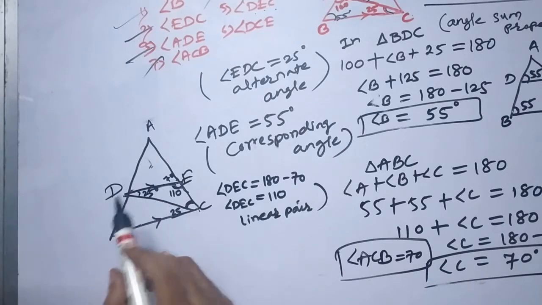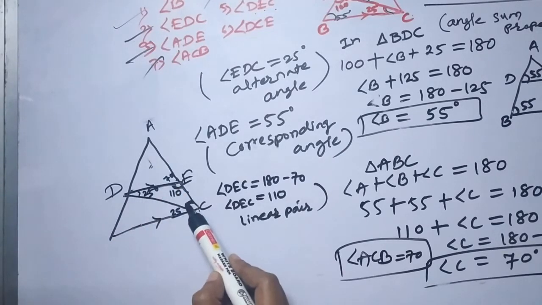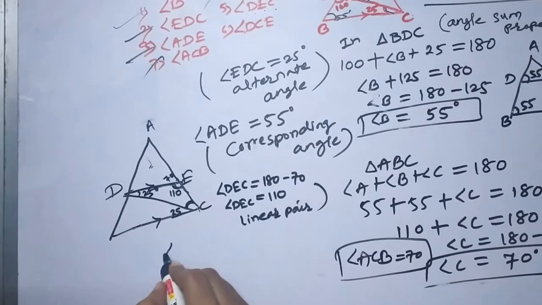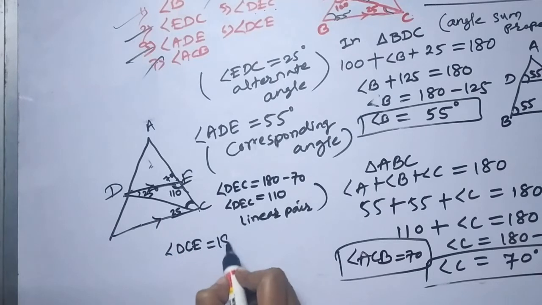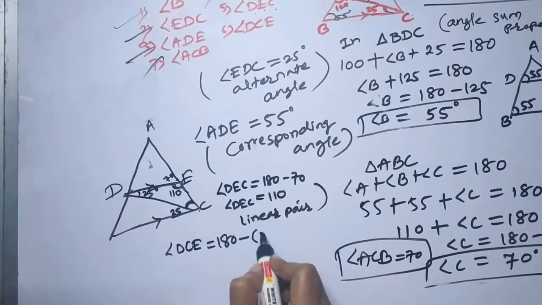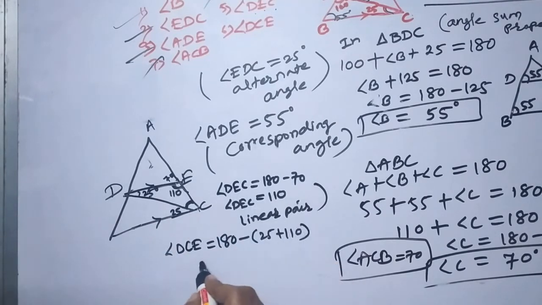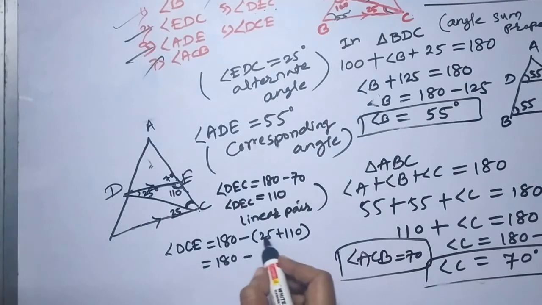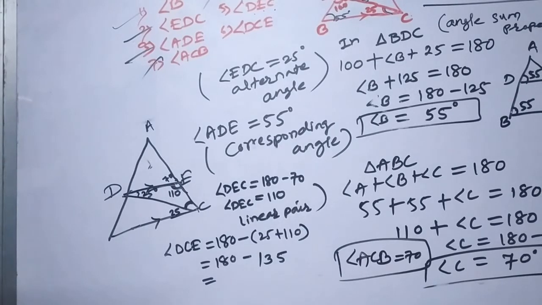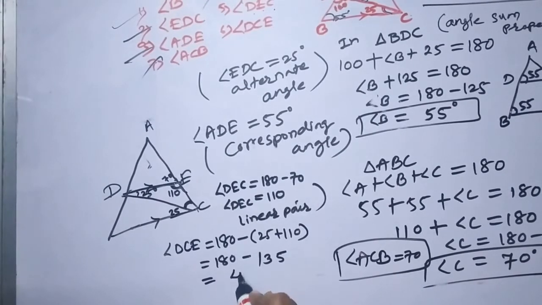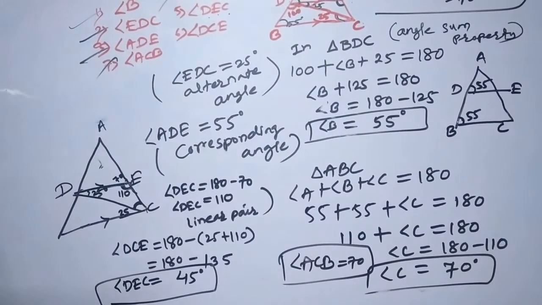So now just focus on this complete triangle, only one angle is left, which is this DCE. So angle DCE is equal to 180 minus the sum of these two, that means 25 plus 110. So friends, just do it here. 135 will come. It will come, friends, just 45 degree. So in this way, by using angle sum property and the concept of parallel line and transversal, we have found all angles.